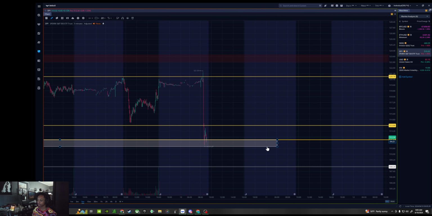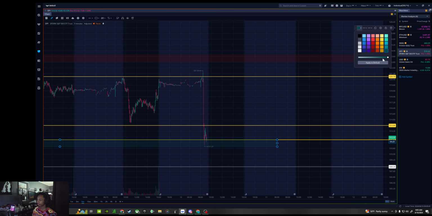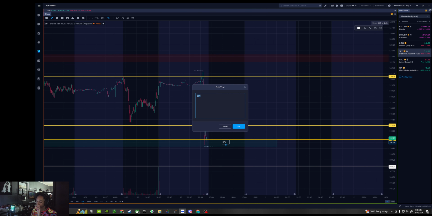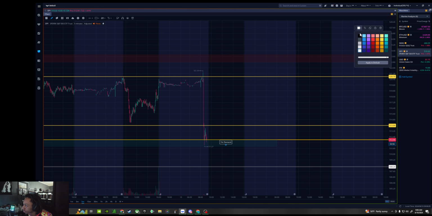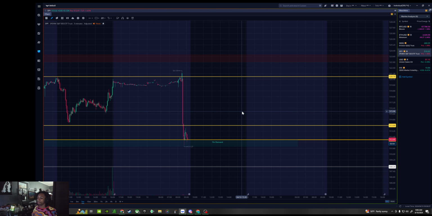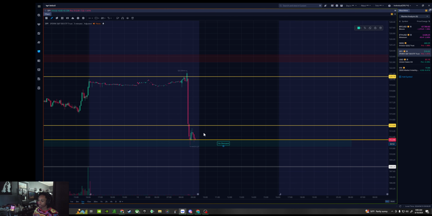So I'm also going to note that this is a 1 hour demand. And the thing about demands, I always put the time frame of what kind of demand it is, or what kind of supply zone it is, just because you always have more emphasis on the higher time frame analysis that you do. That analysis is always going to be stronger than the lower time frames. So, just keep that in mind. And obviously I'm going to teach that in the other courses. So you'll see. So it's a 1 hour demand.